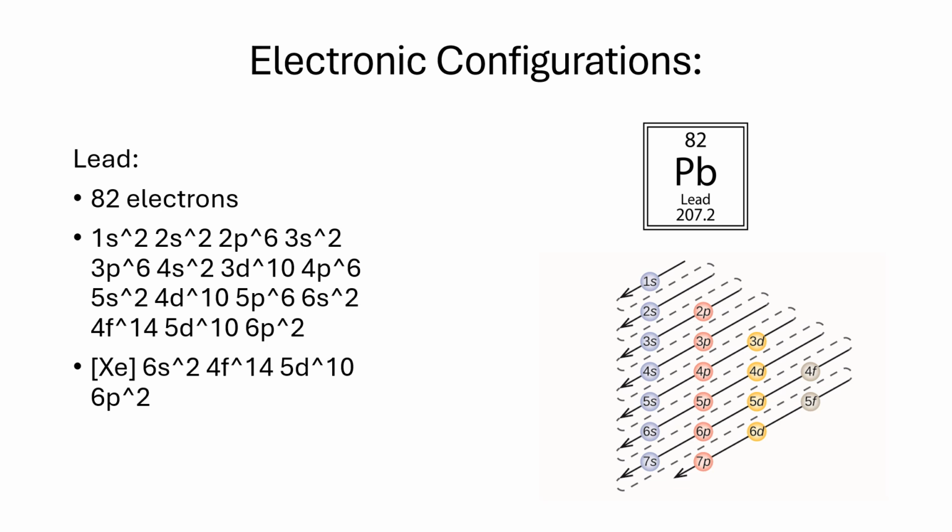Next, we have lead. Lead has 82 electrons, so it's going to go through all of them, all the way until we reach the 6p orbital. And it goes 6p2.